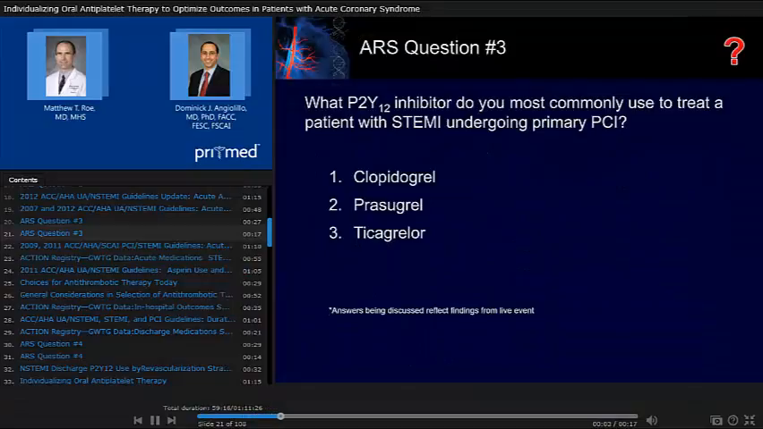Okay, so the majority are still using clopidogrel, and I think this is what we see when we look at the registry data as well. And 14% would prefer prasugrel and 10% would prefer ticagrelor.